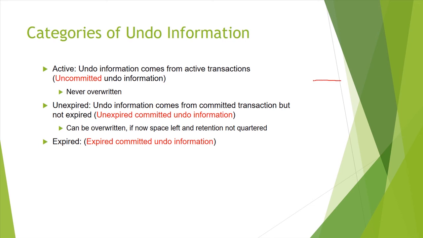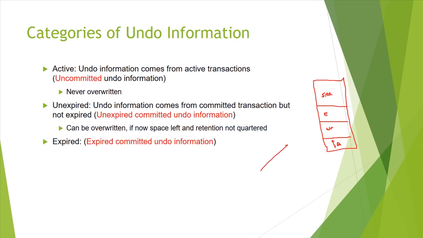So this is your undo tablespace. The undo information is stored in the undo tablespace. The undo information can be either active, which comes from current running transactions; or unexpired, meaning the transaction is committed but still within the undo retention; or expired, meaning the data is committed and has crossed the undo retention. And this is the free space. So this is the active undo data. This is unexpired undo information. This is expired undo information. This is the free space.